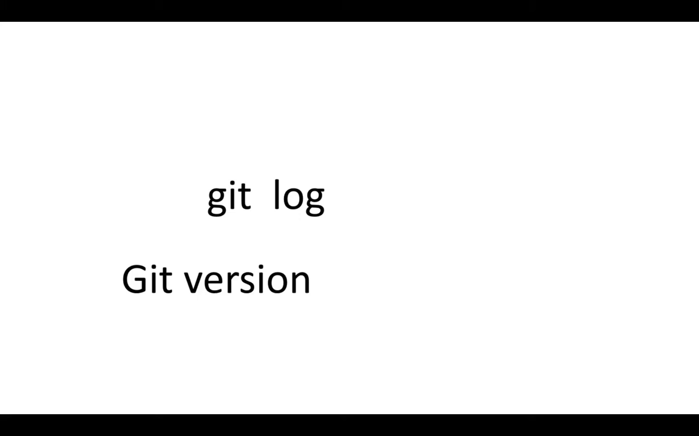And you can also check the version of Git that is installed on your system by typing git --version. Once you're done typing it, press enter. Once you press enter, it will show you the version of Git that is installed on your system. So now let's go right into it. I'm going to show you how to do it.